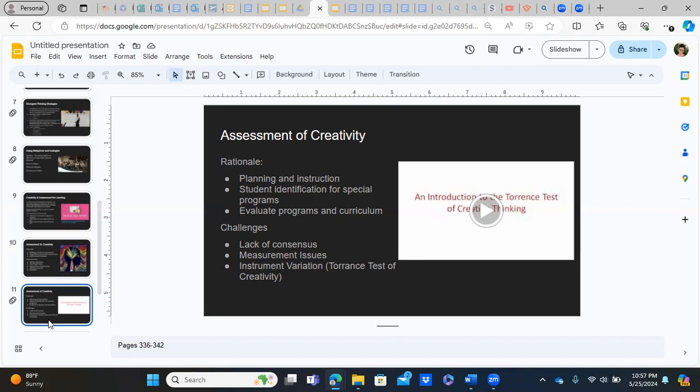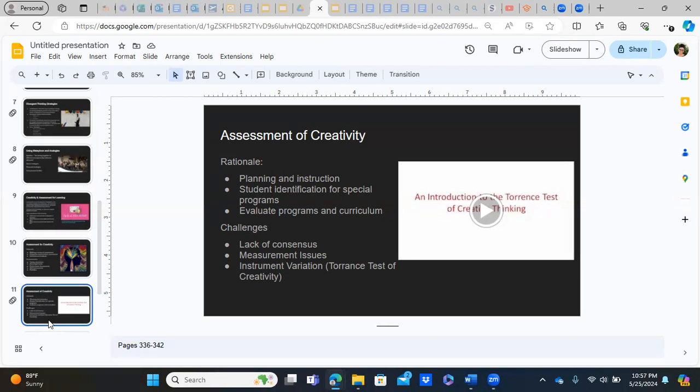The second reason is we have to have assessment because assessments are often used for students to qualify for certain programming. For example, there are creativity assessments that are used to identify gifted students in most school districts, including our local school districts. So that's another reason why it justifies programming and funding.